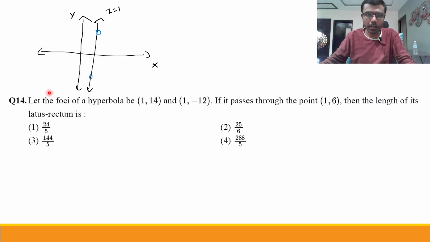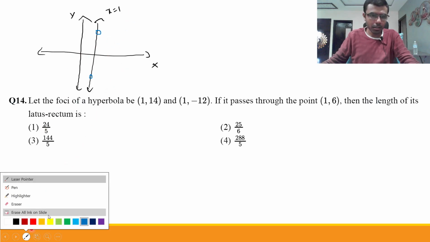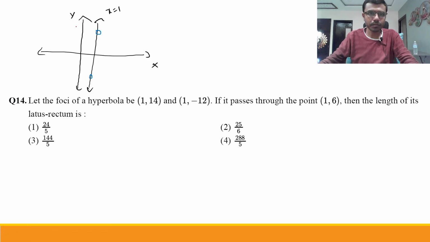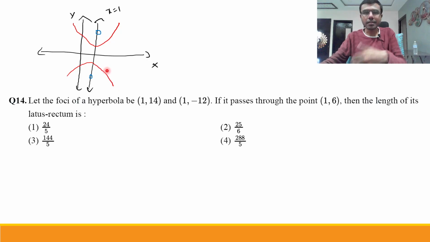First let me draw the hyperbola. These are the foci, so obviously the hyperbola will be like this, and like this. One good way of seeing conics is by graph. If you can master this art of seeing things on a graph, you will have good clarity, because seeing everything algebraically could be a little difficult.